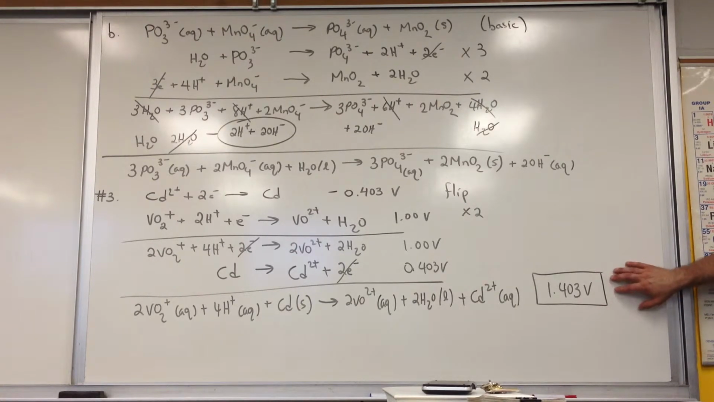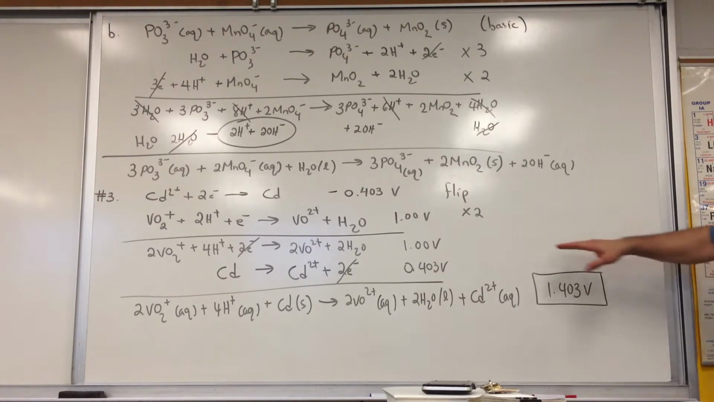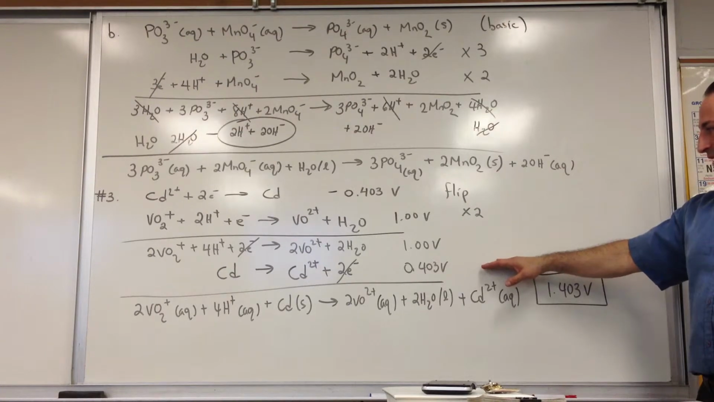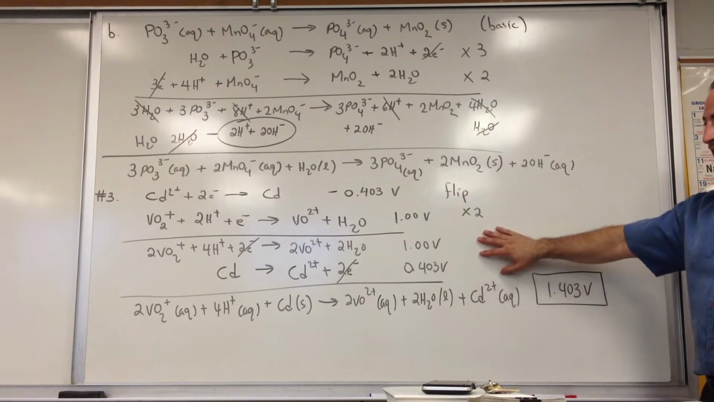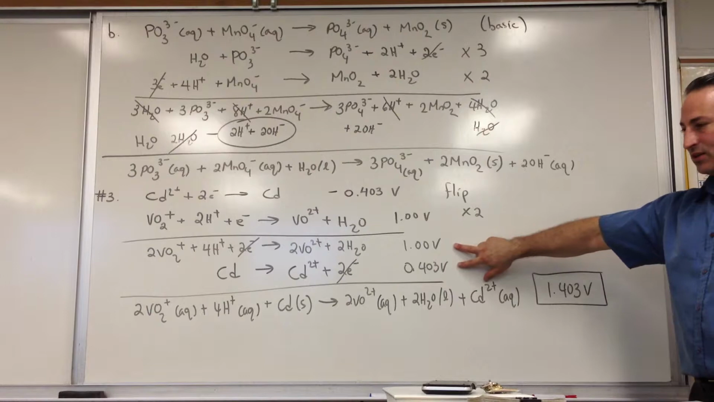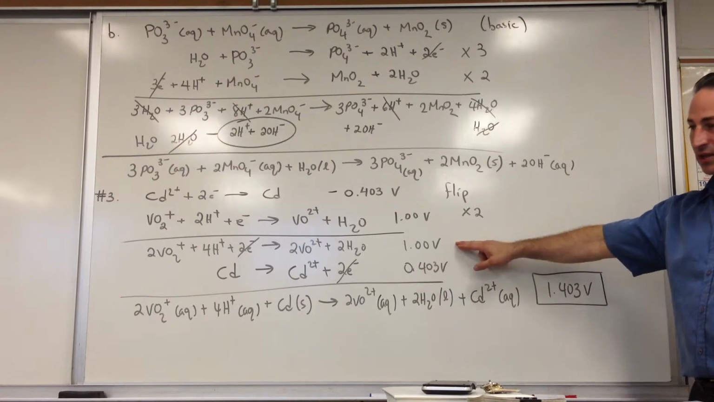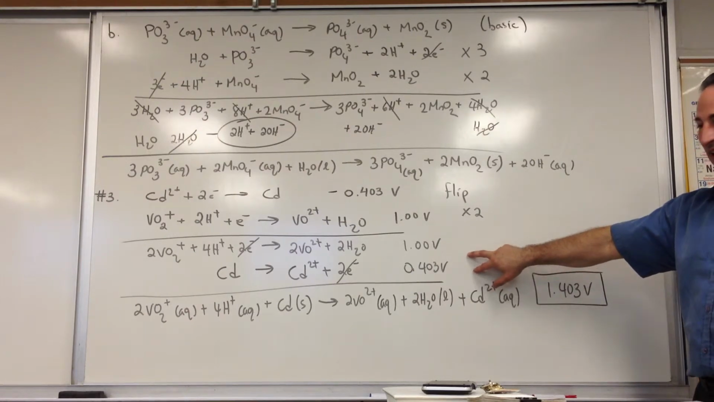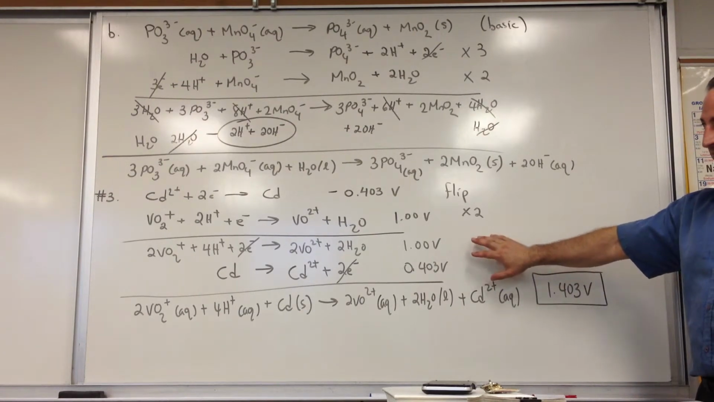When I calculate the voltage of the cell, I like to write one reaction as a reduction and one reaction as an oxidation. And then I know that I simply have to add these 2 quantities. As long as one of them is an oxidation and one of them is a reduction, then all I have to do is add those 2 together. And you can't get it wrong.